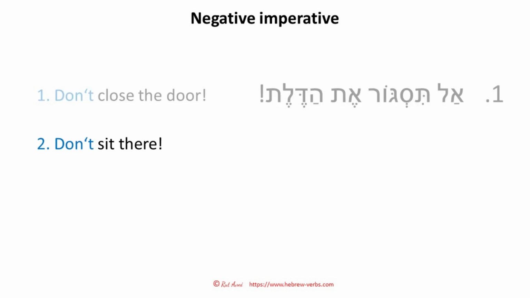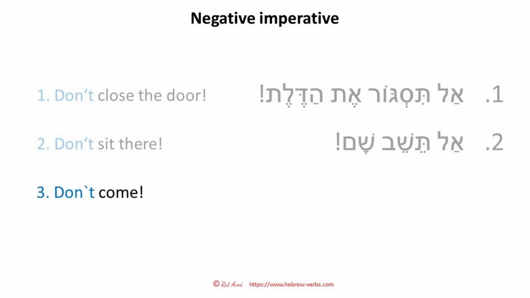Don't sit there. Oh, by the way, we're here talking to a man, okay? To make it easier, I do not want to teach you here the imperatives or the future tense of each person. I want to teach you the concept. Okay, don't sit there. Al teshev sham. The same. Al and future tense. Now, the third sentence. Don't come. Al tavo. There's not more to say. Don't come. Al tavo. Al plus future tense.